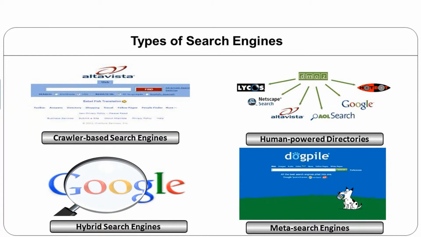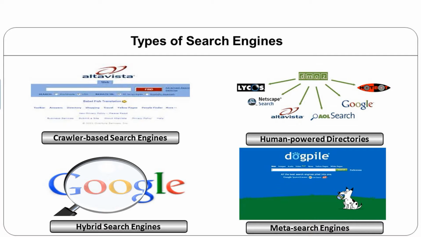Human-powered directories really involve human effort, where people have contributed to making directories. Directories are nothing but creating a hierarchy of classes and subclasses, and finally indexing documents under these human-created classes and subclasses. Because of the human intervention, the precision level in such directories is much higher than in automated systems.